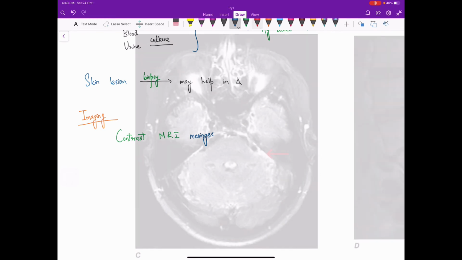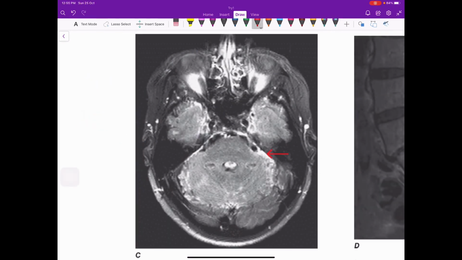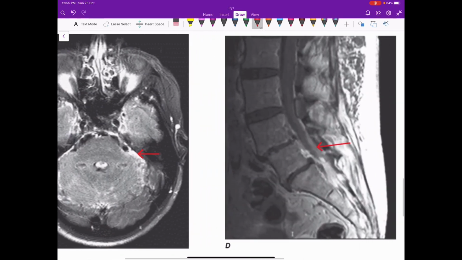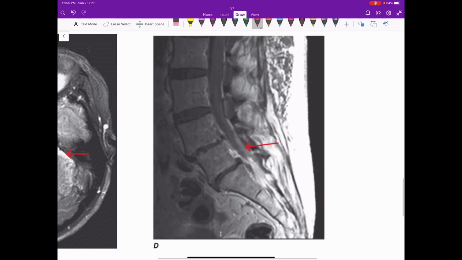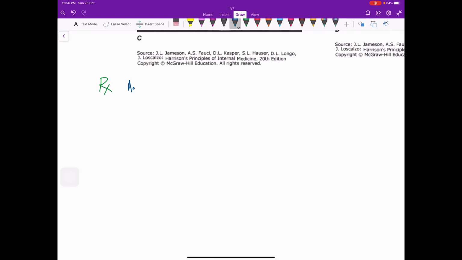This is seen here in the cerebellum, and this image shows the clumping of the nerve roots in the cauda equina, which causes radiculopathy. The treatment is again amphotericin B, and that sums up cryptococcal meningitis.